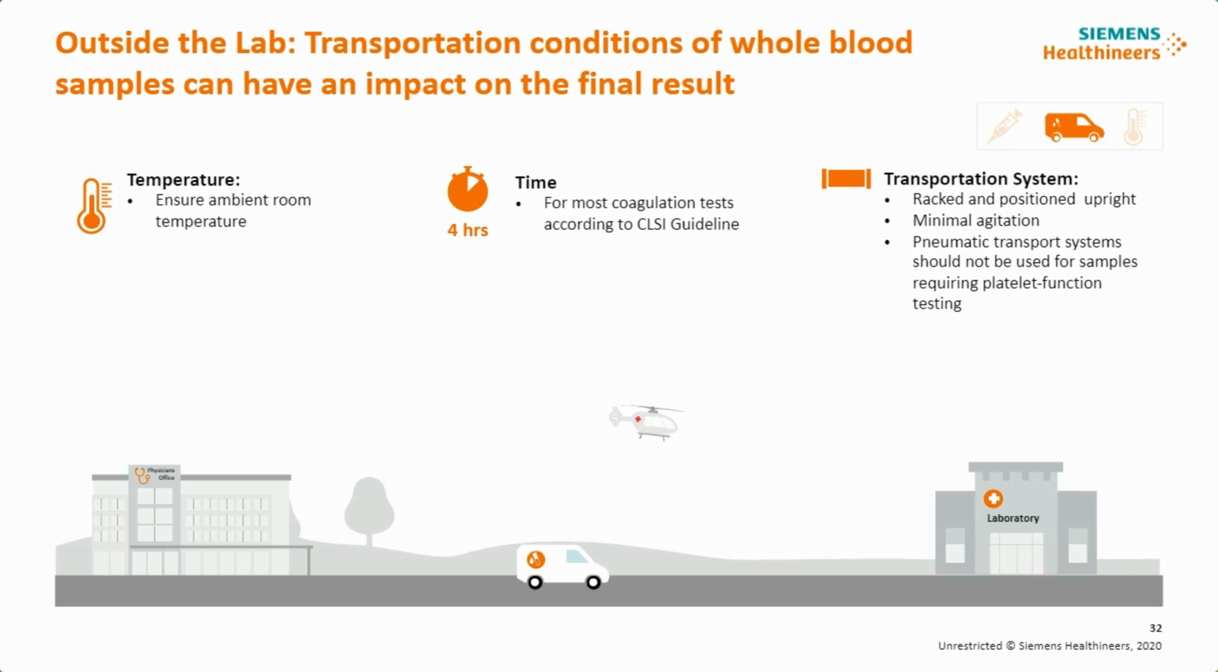Now, this was done on chemistry testing, not so much on coag. But again, having a general understanding of the effects that the pneumatic system could potentially have is important to implement policies and procedures in place to account for that.